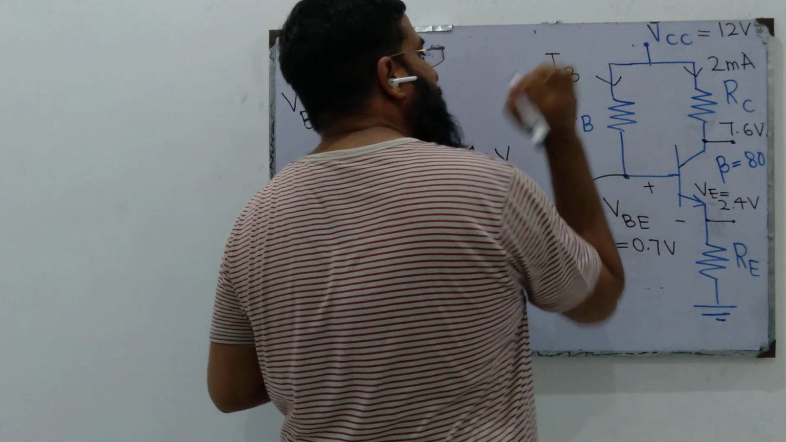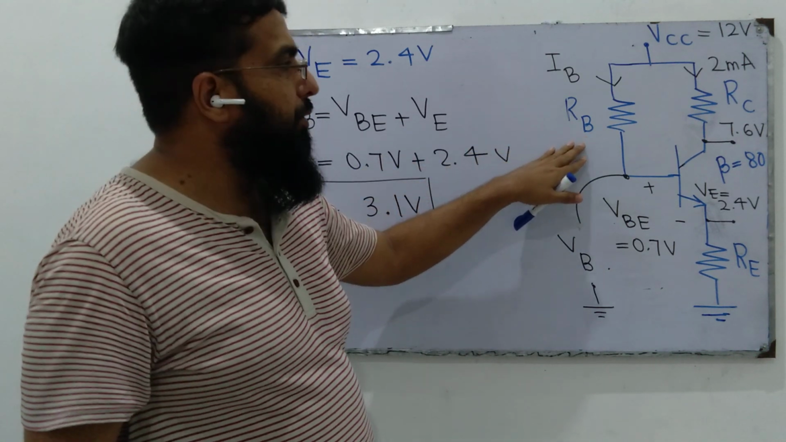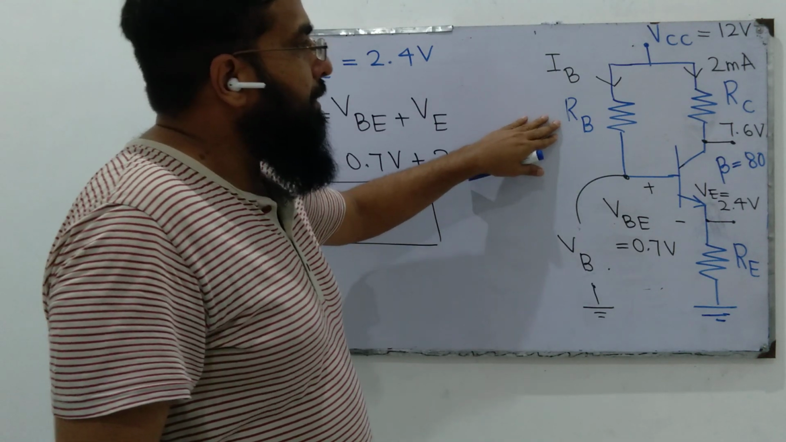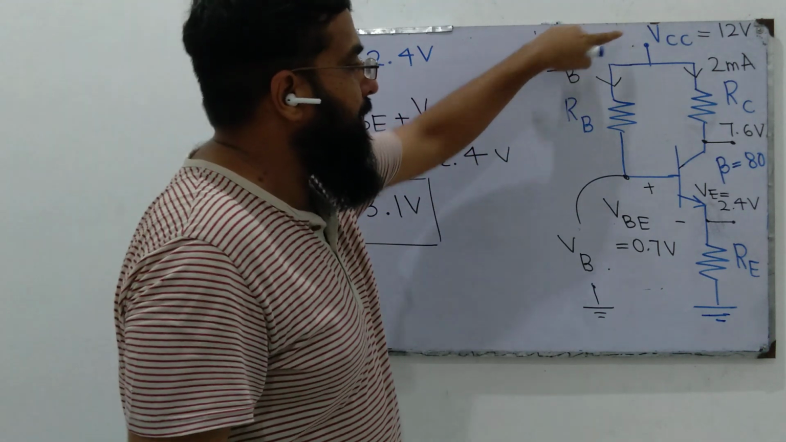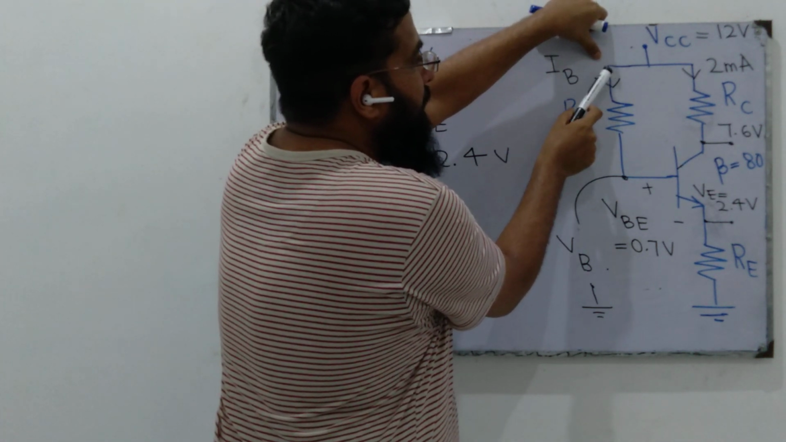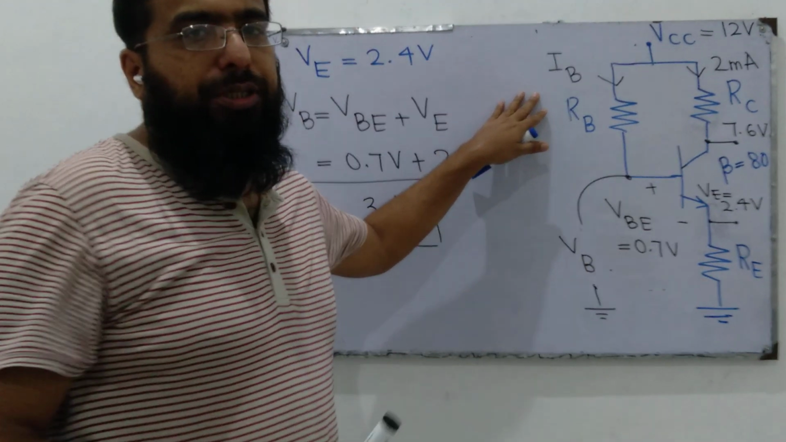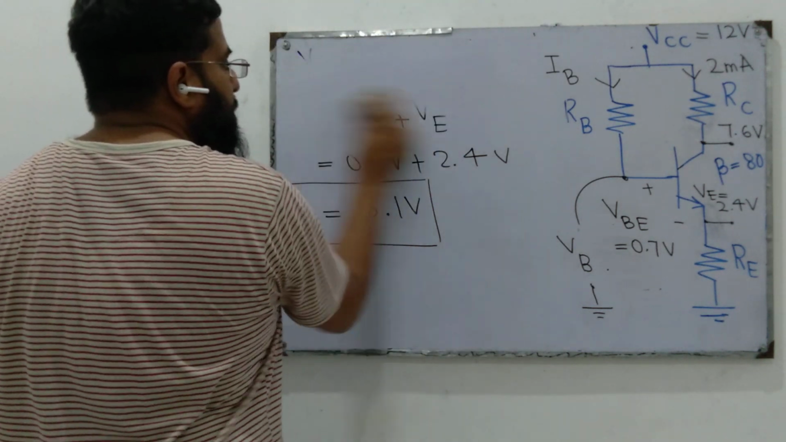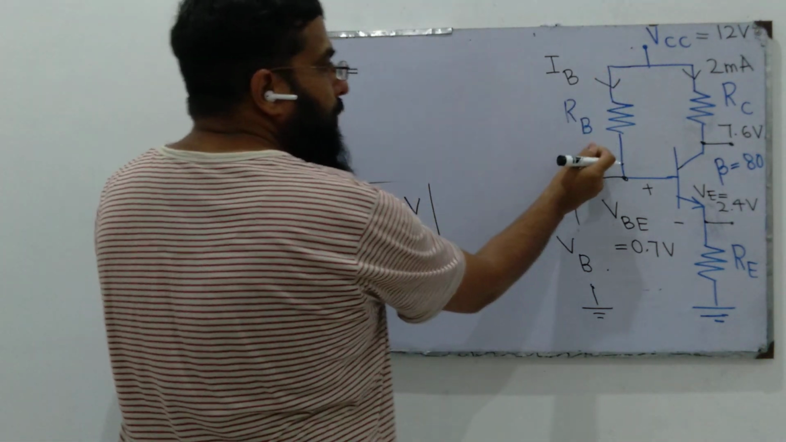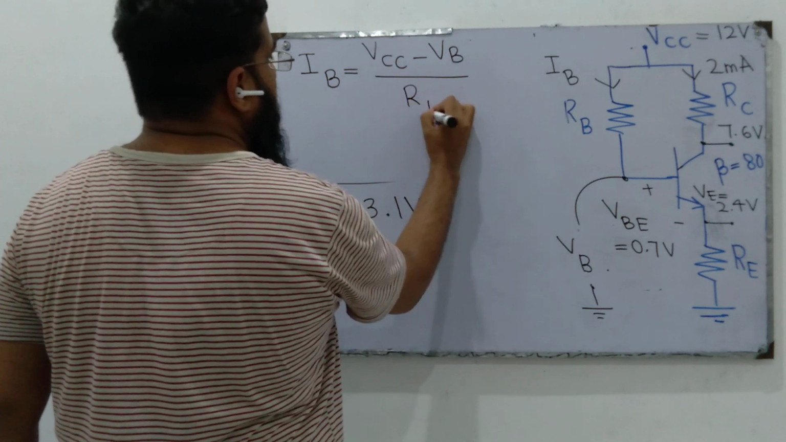IB is the current flowing through this resistor RB. To find out the value of RB, we must understand that according to Ohm's law, the voltage drop across RB is VCC minus VB. The difference of voltages between its upper and lower ends, VCC minus VB, divided by RB should generate IB. So IB, according to Ohm's law, is the voltage drop across resistor RB divided by its value. So IB is VCC minus VB divided by RB.